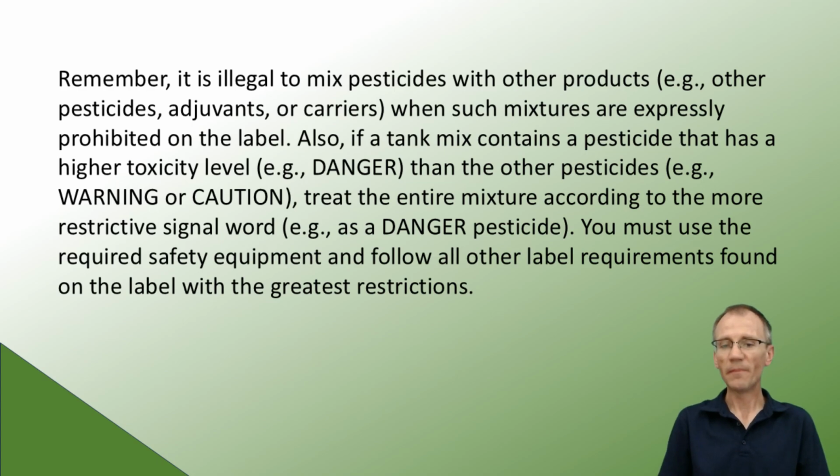Remember, it is illegal to mix pesticides with other products, e.g. other pesticides, adjuvants or carriers, when such mixtures are expressly prohibited on the label. Also, if a tank mix contains a pesticide that has a higher toxicity level, e.g. danger, than the other pesticides, e.g. warning or caution, treat the entire mixture according to the more restrictive signal word, e.g. as a danger pesticide. You must use the required safety equipment and follow all other label requirements found on the label with the greatest restrictions.